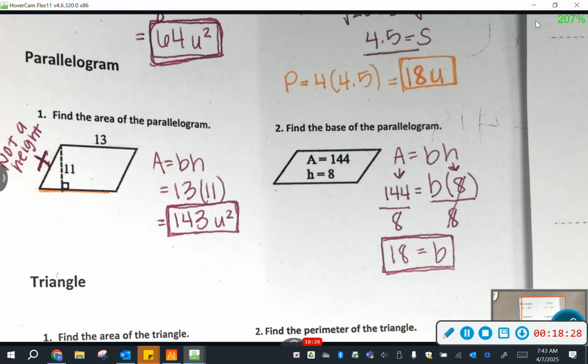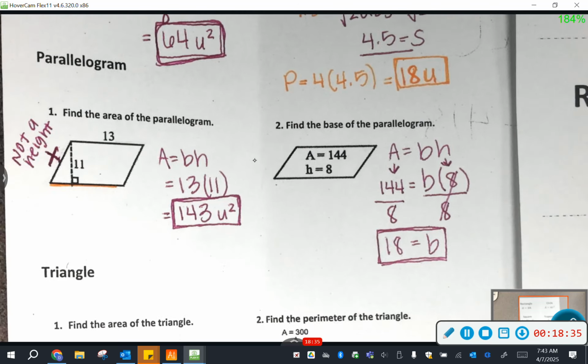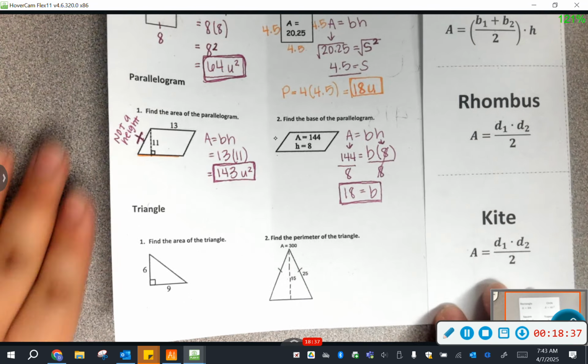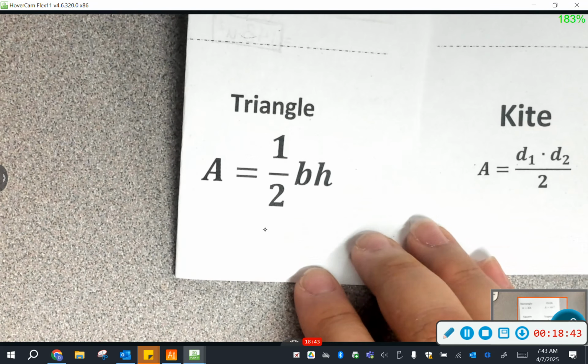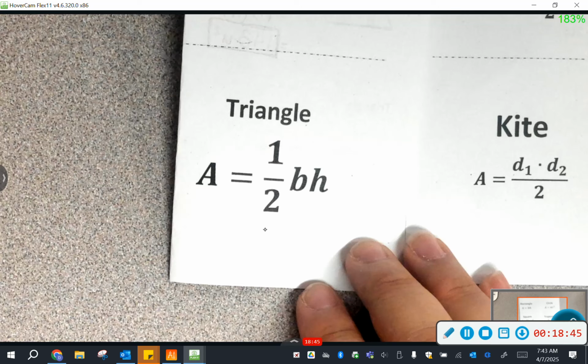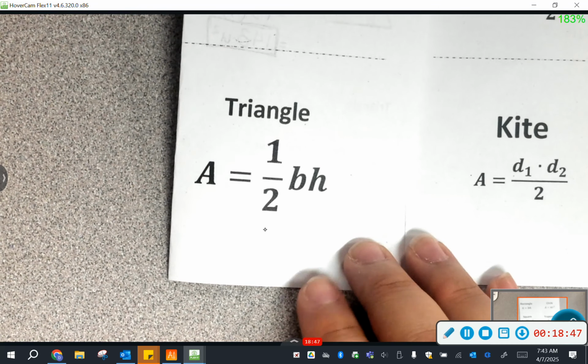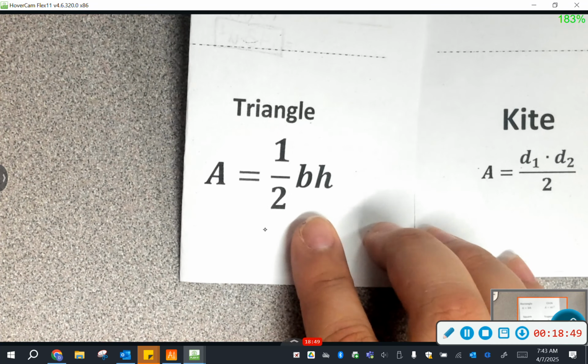What questions do I have? Are we okay? All right, let's talk about this next shape. I'm going to close this. Is that okay? Everybody write it down? If I close this, what's the next shape on here? Triangle. Triangle still has B and H with it. Do you agree? Still base and height.